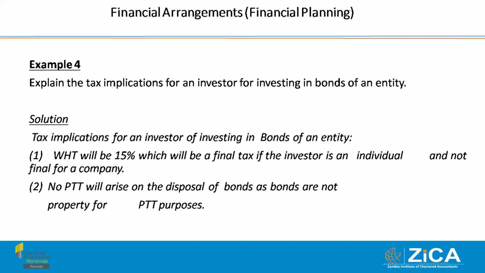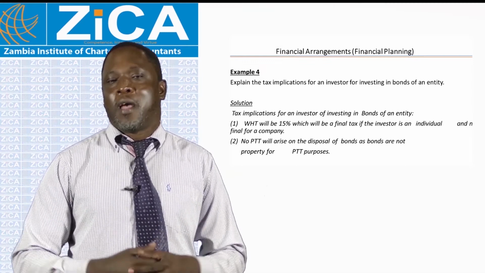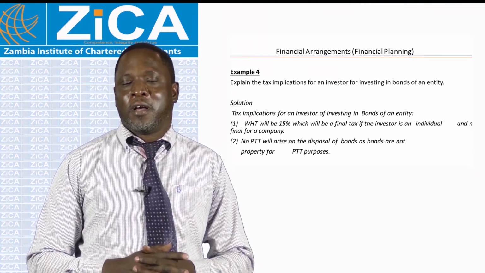We have another example. Because we are saying when it comes to sources of finance, you should be able to explain the tax implications both for the company on one hand, the company which is raising the finance, and also for the investor who is investing in the company on the other hand. So we have another example. Explain the tax implications for an investor for investing in bonds of an entity. When an investor invests in bonds or debentures of a company, how do they generate income from such an investment?